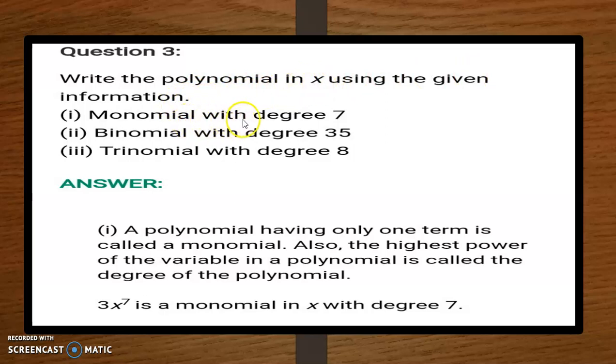First one is monomial with degree 7. Now this is an open-ended question. You can write any monomial with variable x and degree 7. Here I have written it as 3x raised to 7. So it is one term. So it is a monomial and the highest index is 7. So 3x raised to 7 is a monomial in x with degree 7. This is just an explanation given for that.